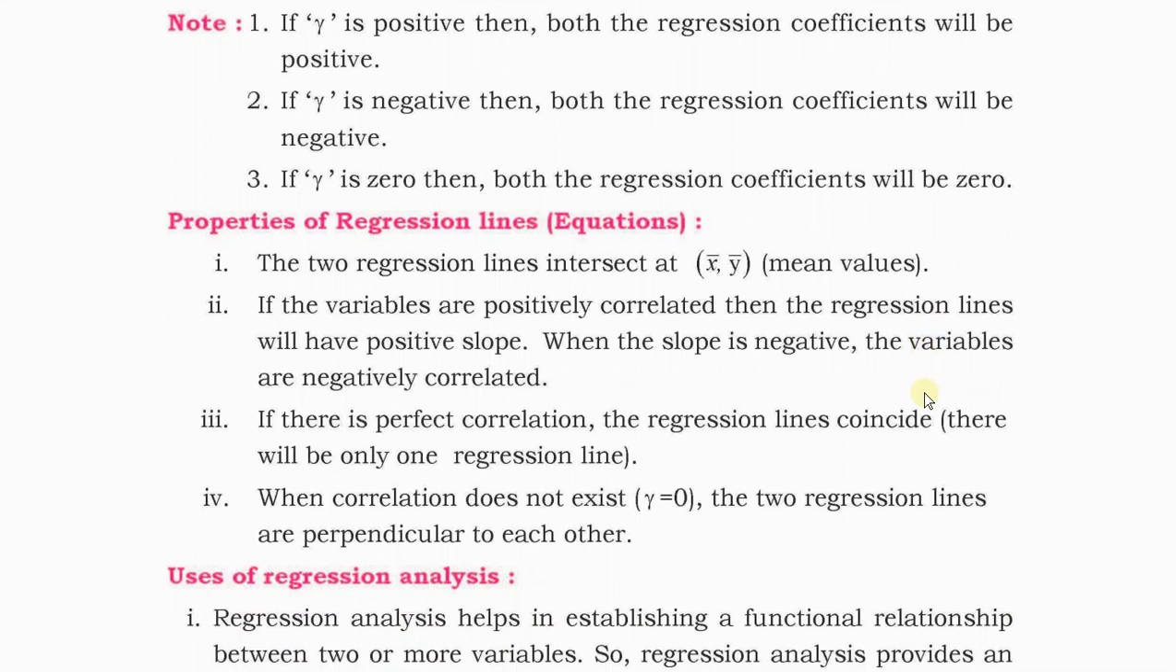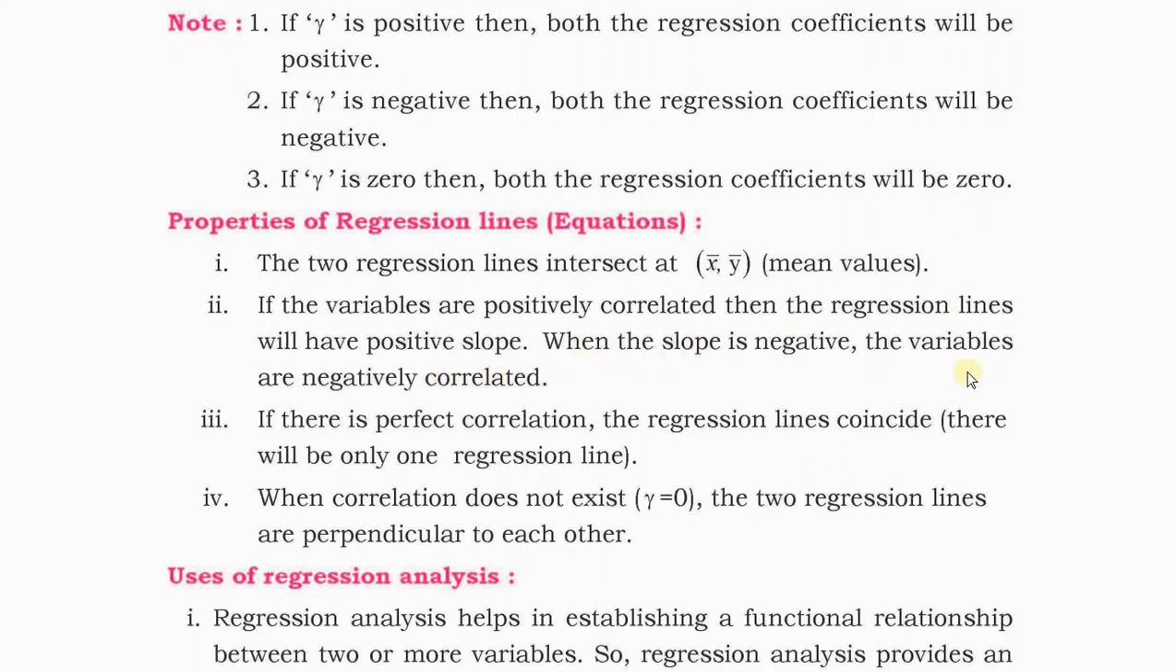Now let us look at the properties of the regression lines. The two regression lines intersect at x bar and y bar. For correlation we saw that there is only one line we draw. For regression there will be two lines: one is the equation of x on y and the other is y on x. Both lines will intersect at the mean values of the variables, that is x bar and y bar.